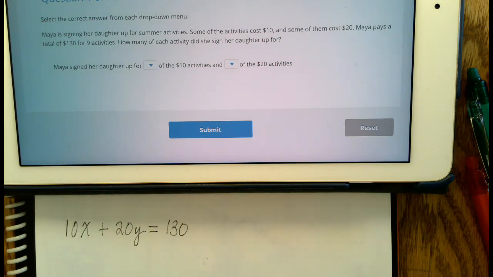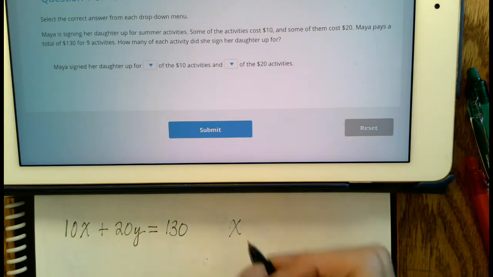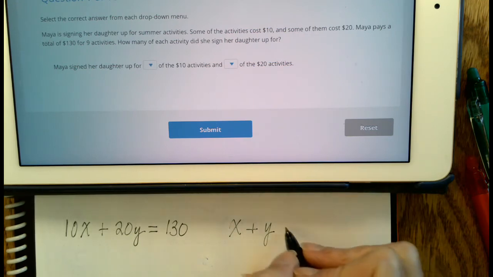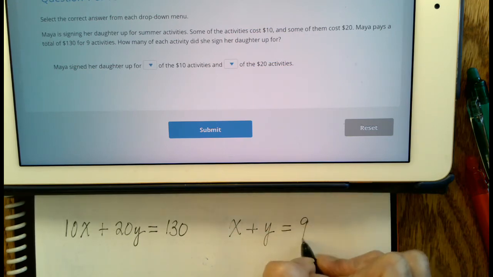Well, I'm going to write the other equation off to the side here so that you can still see it on my paper. But then what it says, Maya pays a total of $130. Well, we've already taken up the $130 for 9 activities. Some of those activities cost $10. Some of those activities cost $20. But what we have is a total of 9 activities. So now I'm going to move my iPad away, and we're going to talk about how to solve this equation.